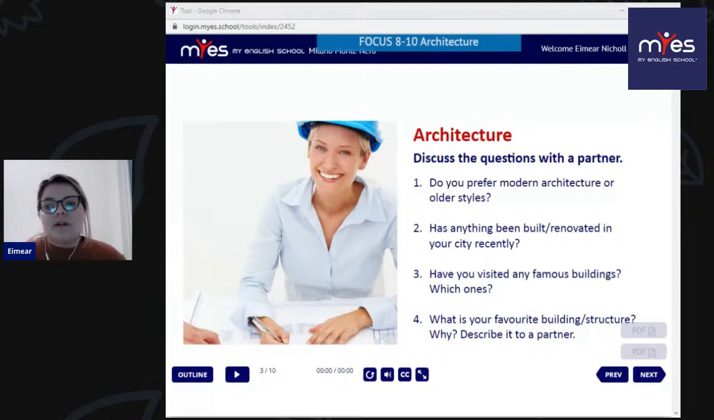Number 4. What is your favorite building or structure, and why? Describe it to a partner. I will think for a minute. Favorite building.